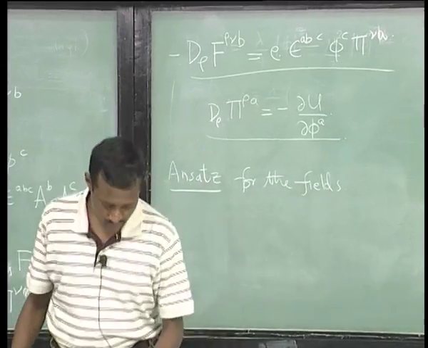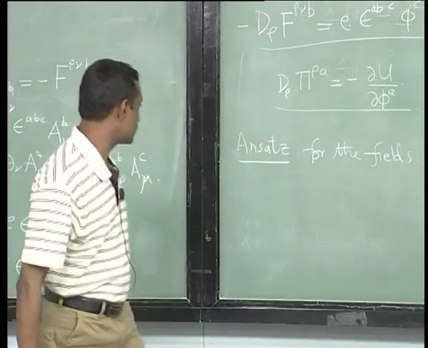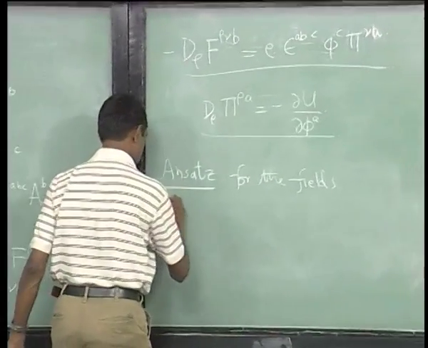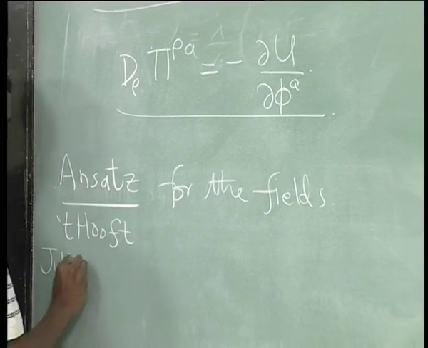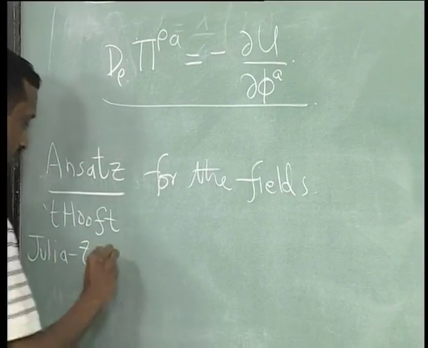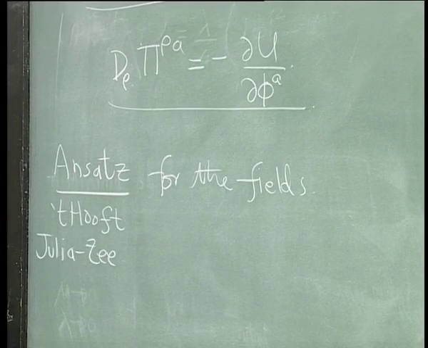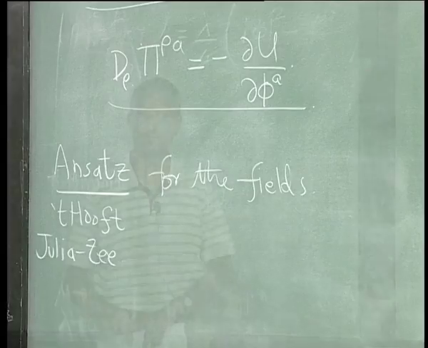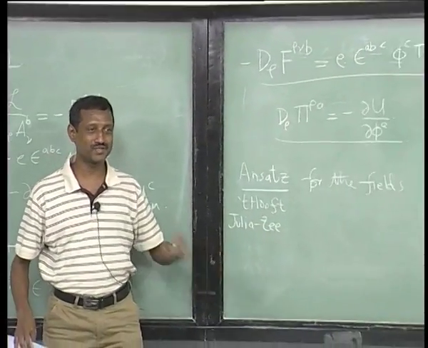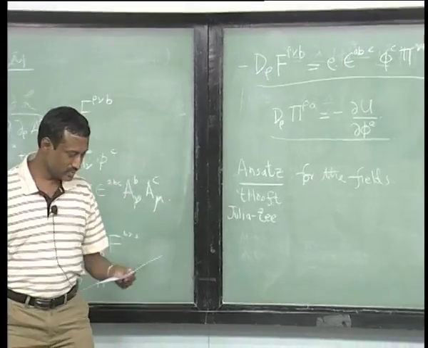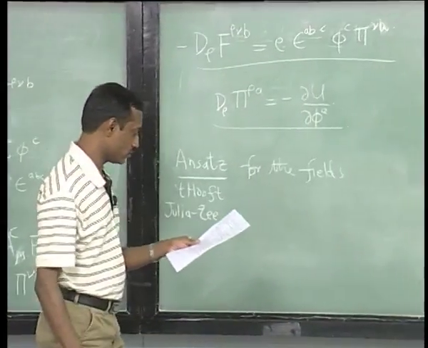So let me write out the ansatz, and this ansatz is due to 't Hooft for the monopole case and Julia and Zee for the dyonic case. In the assignment which I gave you, I was very kind, I did not write the dyonic part because it's a horrible mess to work through, but it's good for the soul.